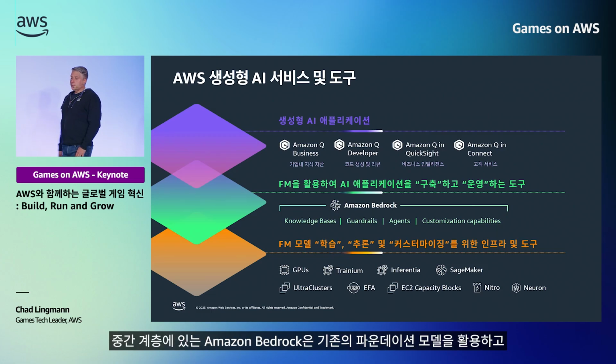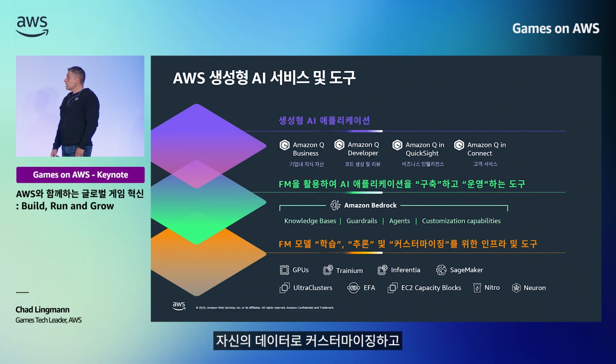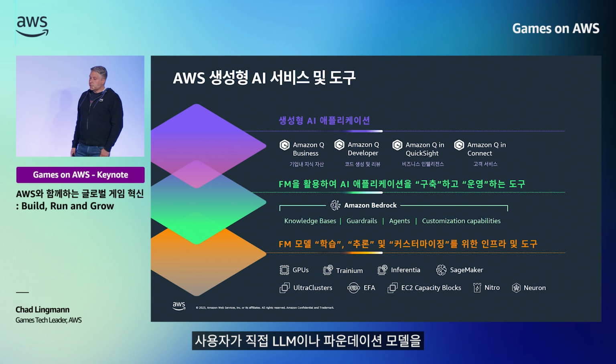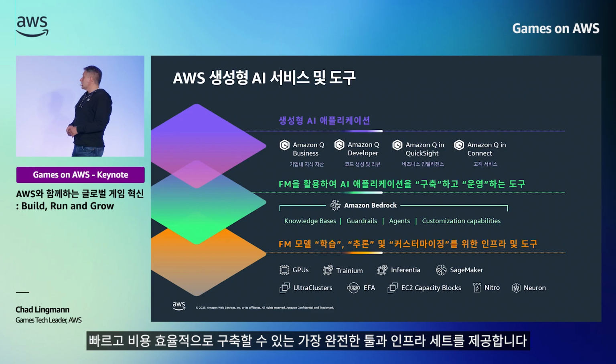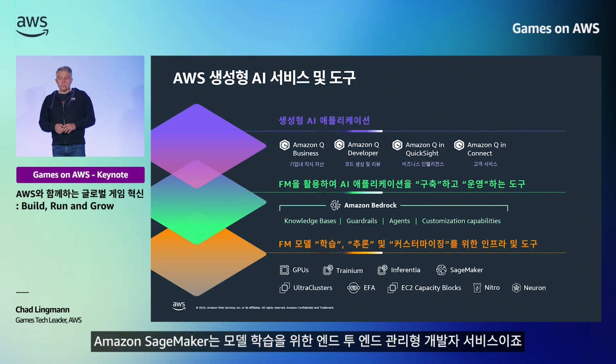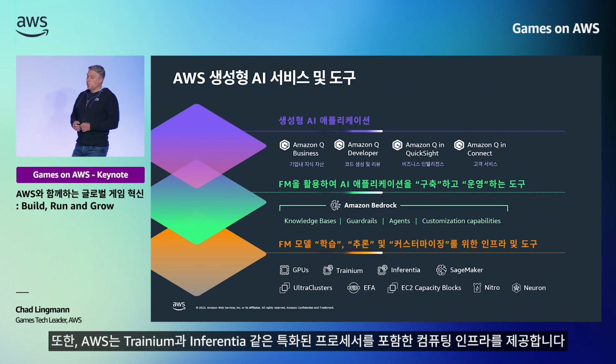So in the middle layer here, we have our Amazon Bedrock, which allows you to leverage an existing foundation model, customize it with your own data, and then leverage AWS security and features to build a generative AI application. And it's all as a managed service. And then at the bottom layer, you can see that we offer the most comprehensive set of tools and infrastructure to quickly and cost-effectively build your own LLMs and foundation models. It's why we built Amazon SageMaker, a managed end-to-end service for developers that's used for training models. Plus, we also have infrastructure in compute and specialized processors, Trainium and Inferentia.